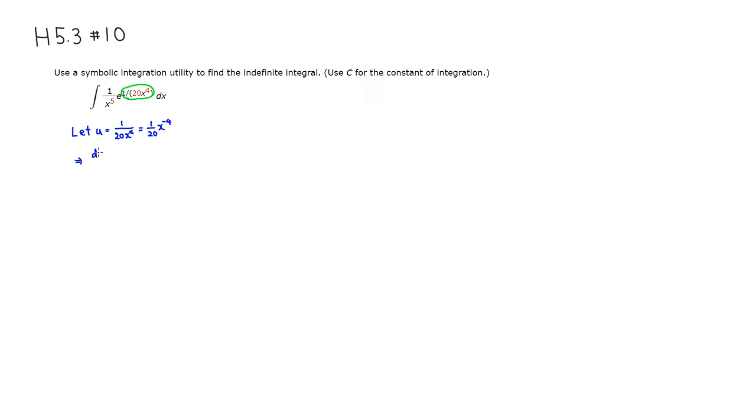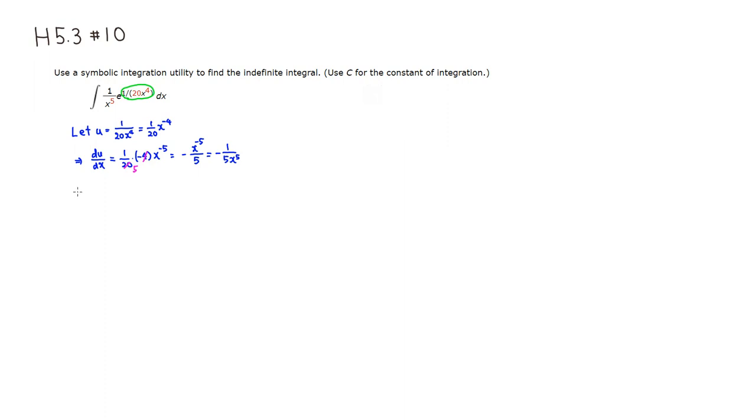So we have du over dx equal to 1 over 20, which is just a number, and put negative 4 in front, x, and subtract 1 from the power, so it's negative 5. Then we can cancel 4 and 20, so it's 5. So we get negative 1 x to the negative 5 over 5. Actually, we can put this on the bottom, so it's negative 1 over 5x to the fifth power.